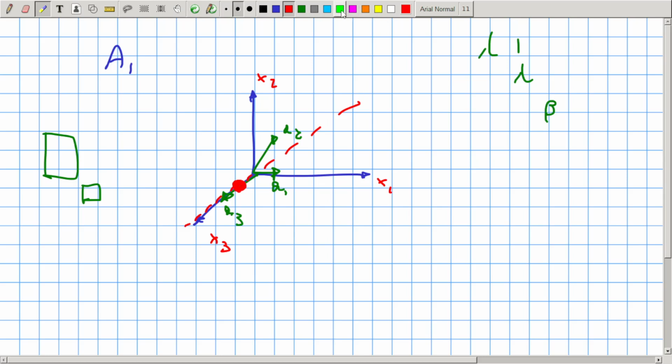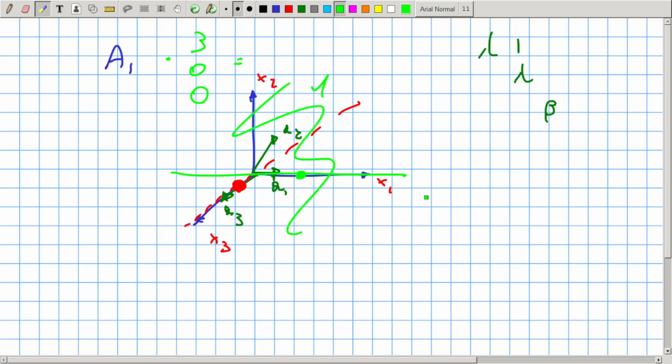If instead I start in A1, or better, x1, if I do times 3, 0, 0, what do I get? Do I get something on this space or something on this line? On the space 1, on the line 2, you do not know 3. Discuss.